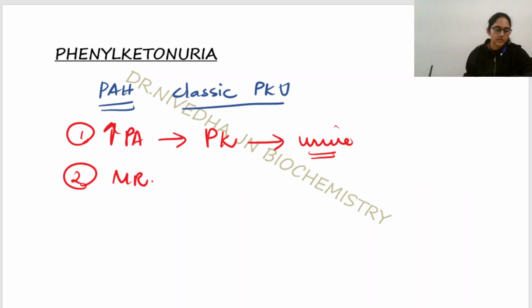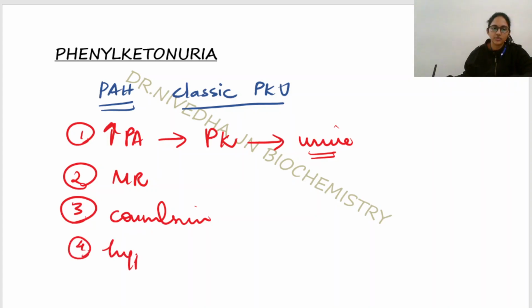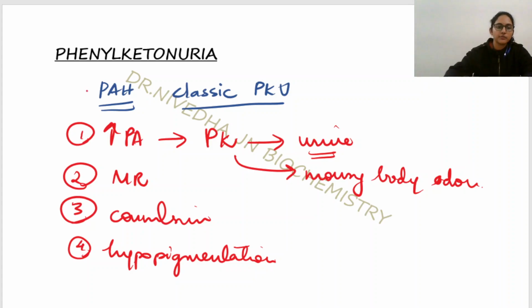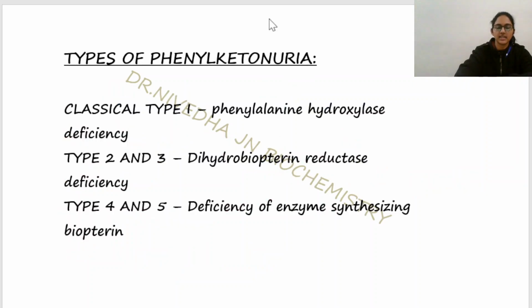So classical PKU will lead to mental retardation, and there will be convulsions or seizures, aggressive behavior in the child, and there is hypopigmentation due to decreased melanin synthesis, due to decreased tyrosine. And the phenylketones in the urine give mousy body odor. Now, what is the treatment for this phenylketonuria? The treatment will be restricted phenylalanine in the diet.